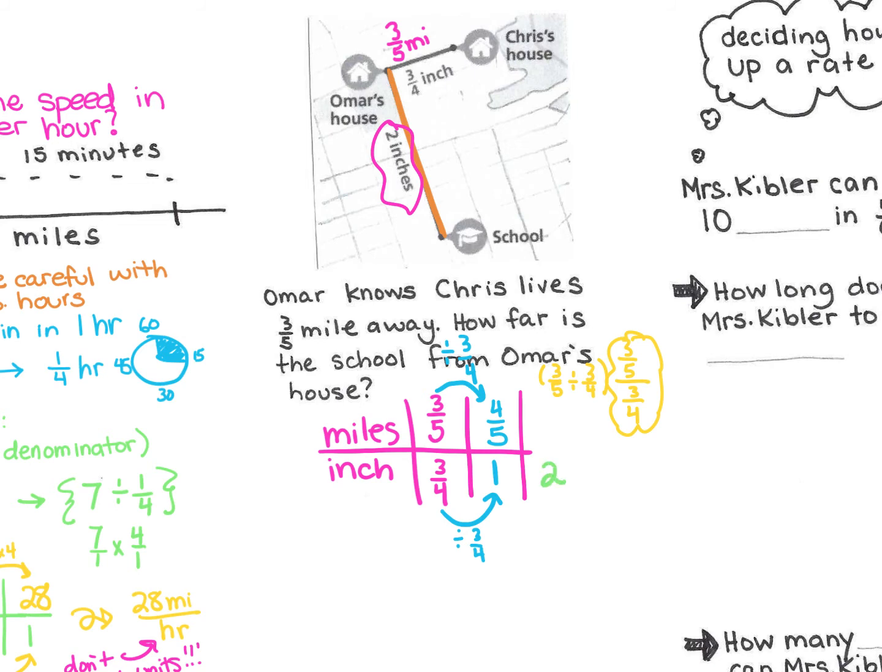2. Let me make the table a little bit bigger. So how do I get from 1 to 2? Well, I multiply by 2. So I'm going to do that same thing over here. Multiply by 2. That's going to give me 1 3/5 of a mile.